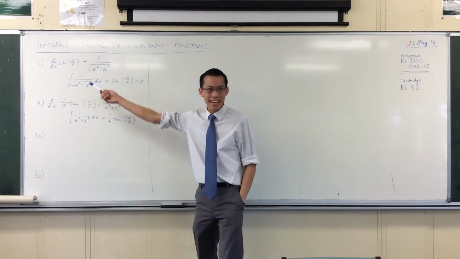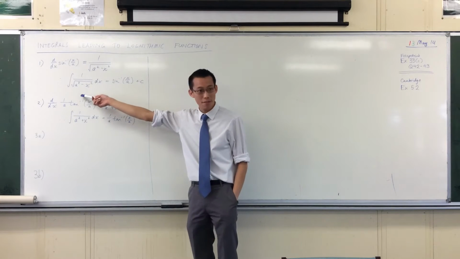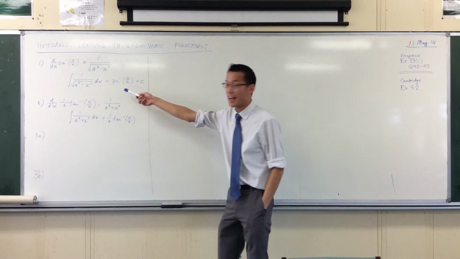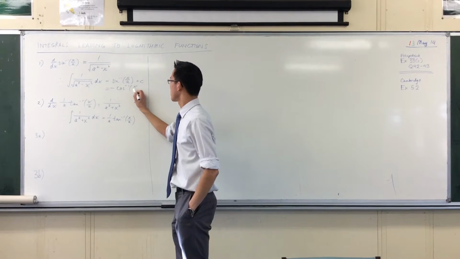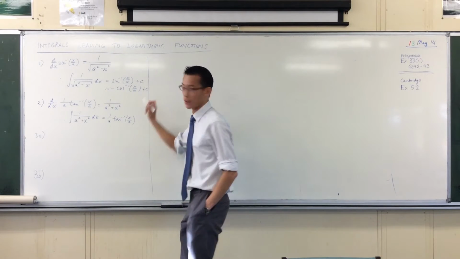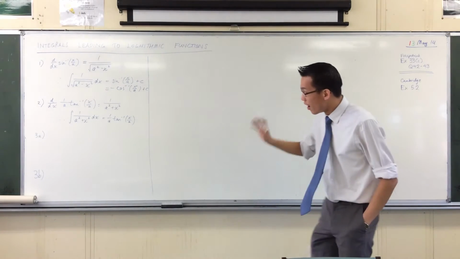Because it's hidden in here, isn't it? It's just the negative of this, right? So you can integrate this and just as easily get to negative cos inverse. You'll just have a different constant, won't you? All right, that's all fine.